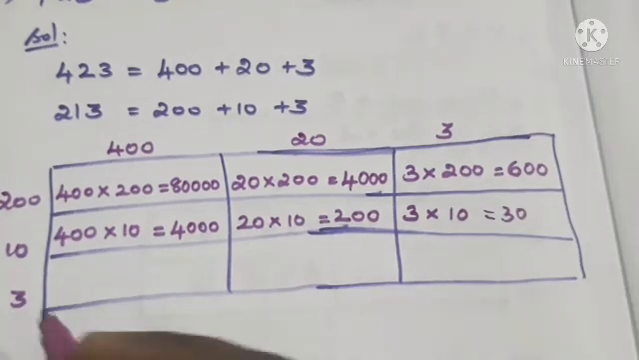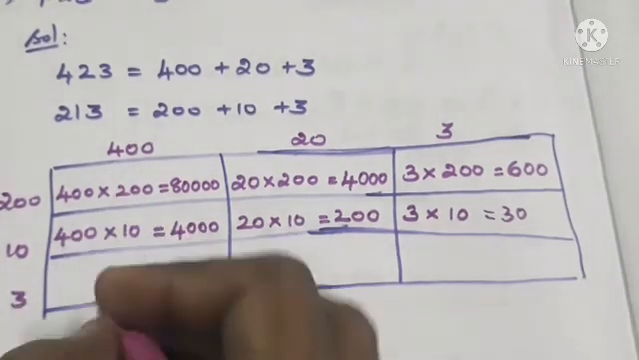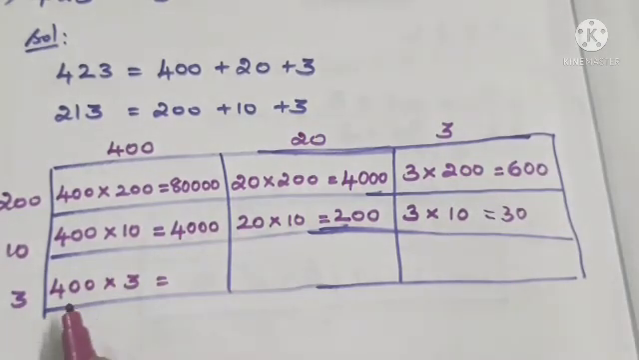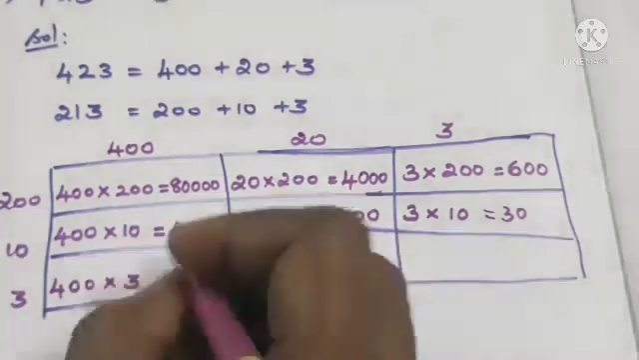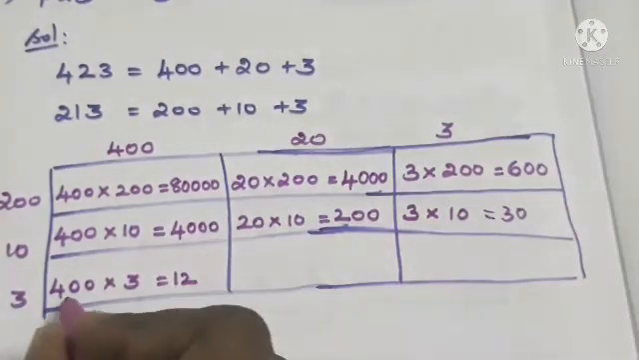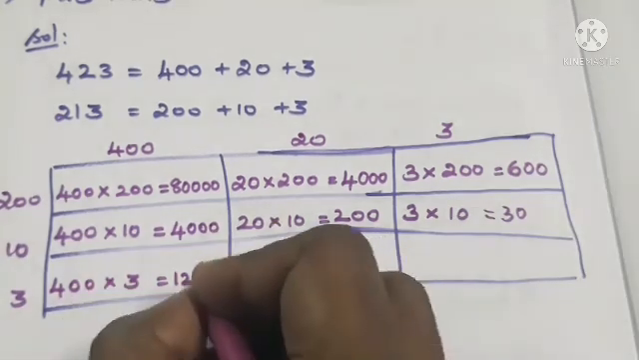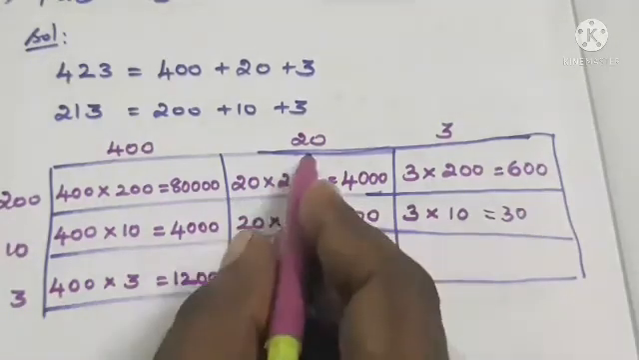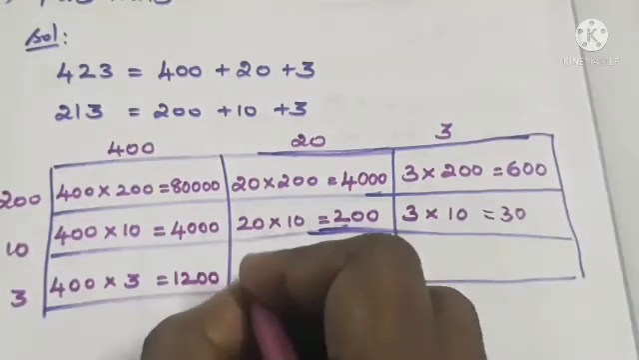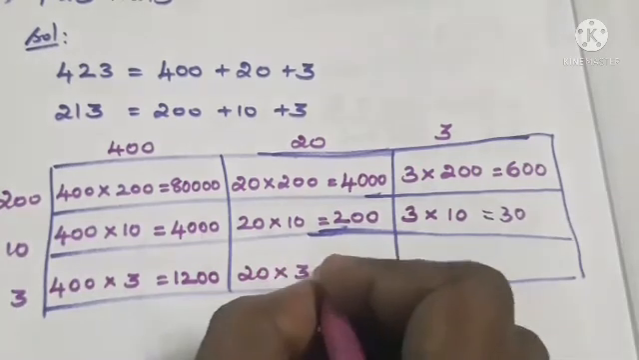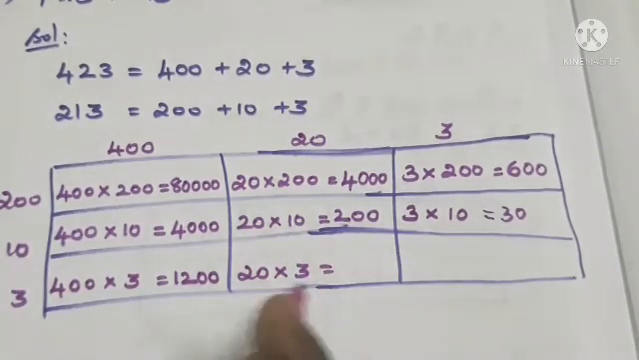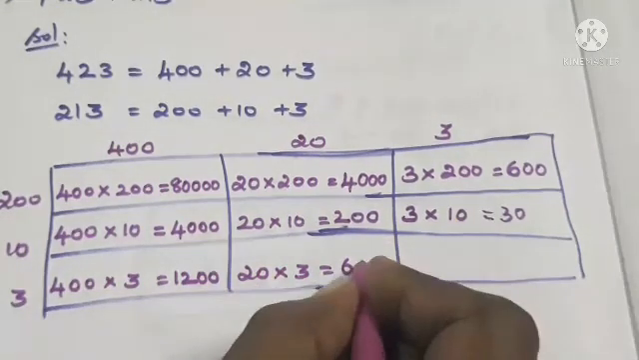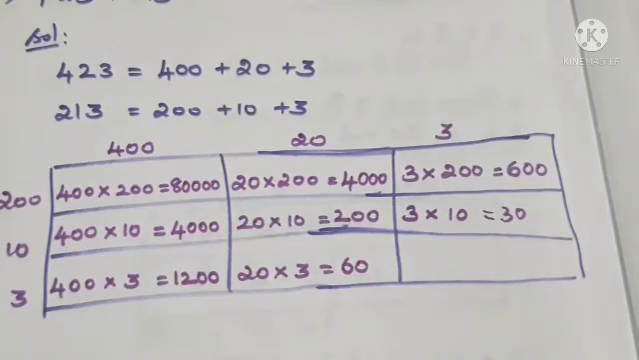Next we have to multiply the third value with the first value. That means 400 we have to multiply by 3. So we have to multiply the 4 and 3. 4 3s are 12, and 2 zeros are there in the 400, so we can write the 2 zeros. So we will get 1200. Next we have to multiply 20 by 3. Multiply 2 and 3. 2 3s are 6, and at the back of the 20 we have only one 0. So 20 into 3 is 60.